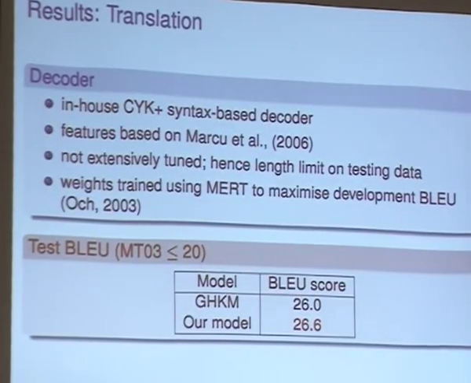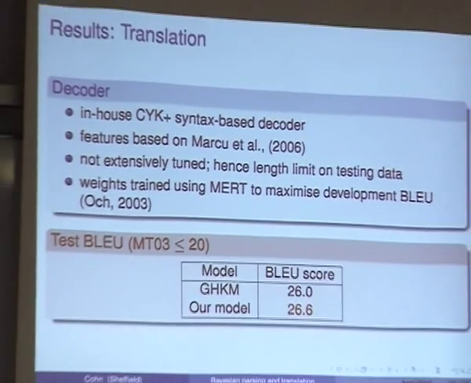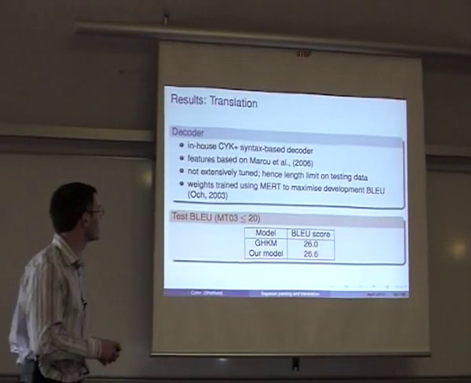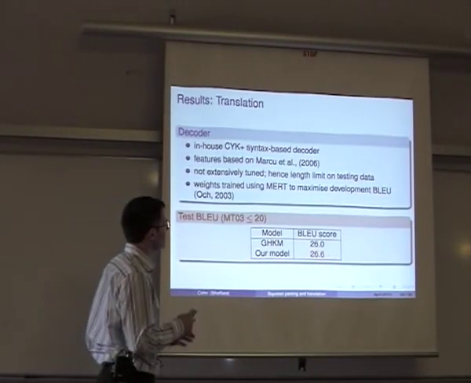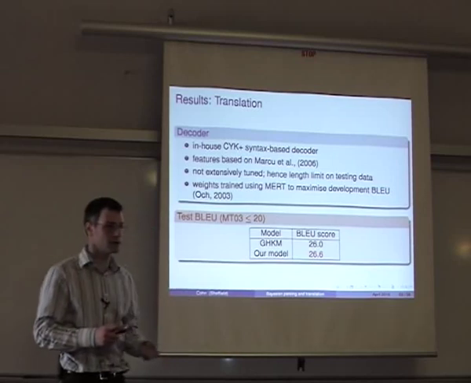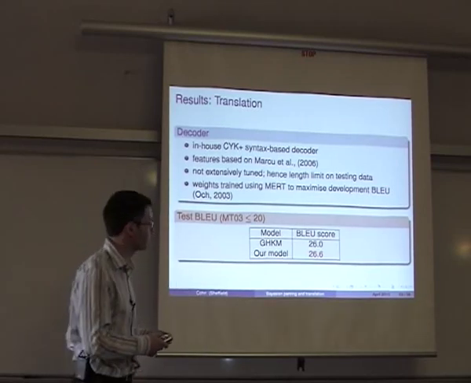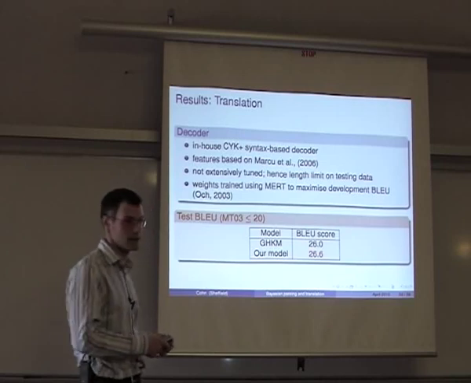Okay, so the translation model, it was an in-house CYK decoder. We used a very simple feature set based on previous work by Marcu. We didn't do a great lot of work to tune it to get it to work really well on this data. We just spent a few months trying to get it working instead of ISI's few years.